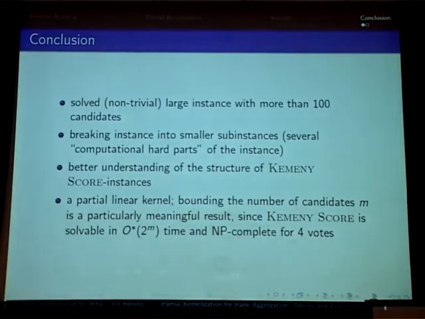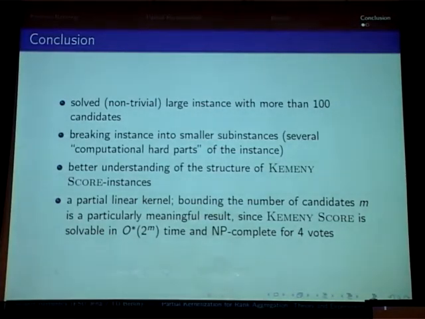We could prove the effectiveness of data reduction rules and could show that the Kemeny-Young problem becomes easier when the average KT distance goes down, and that's provable. Of course, one expects this, but parameterized complexity was a tool here to prove this. And furthermore, we got a partial linear kernel, which bounds the number of candidates.